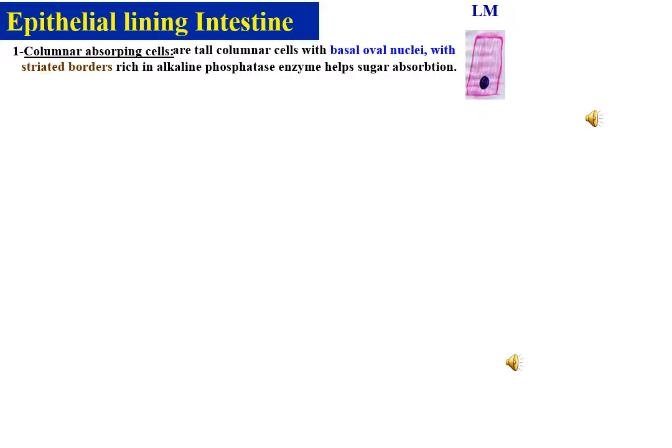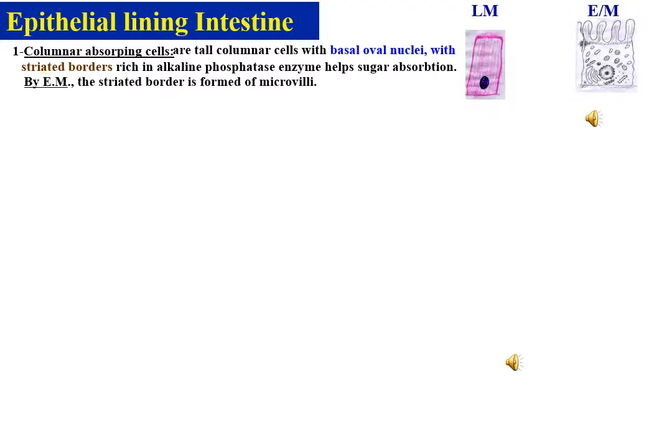Epithelial lining of the intestine. Columnar absorbing cells have the characters of protein synthesizing cells. They are tall columnar cells with basal oval nuclei. Their free borders are striated, rich in alkaline phosphatase enzyme, which plays a role in sugar absorption. By electron microscope, the striated border is found to be formed of microvilli to increase the surface of absorption. The cells show the usual picture of protein synthesizing cells, that is, well-developed Golgi apparatus, mitochondria, rough endoplasmic reticulum, as well as free ribosomes.